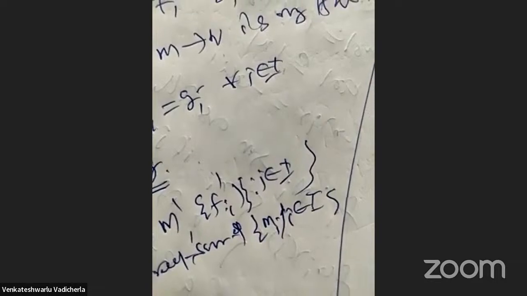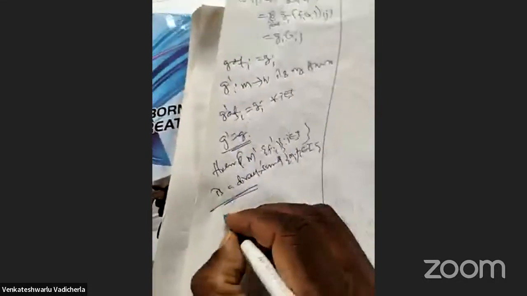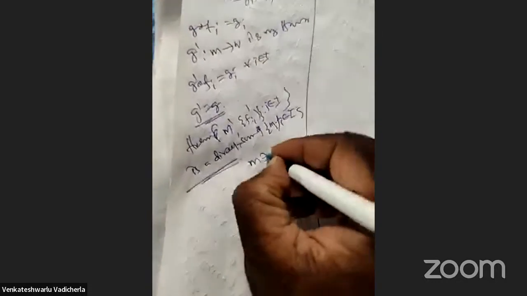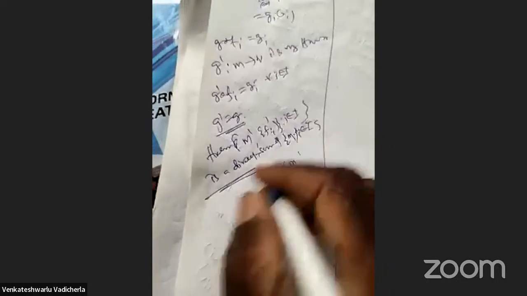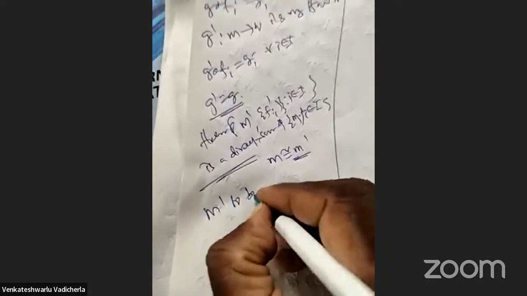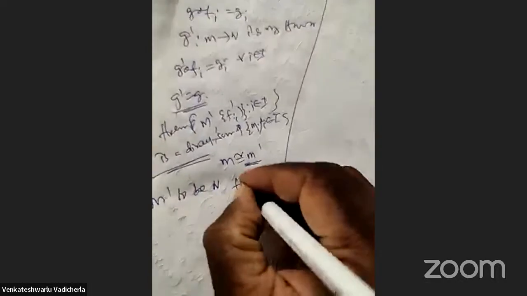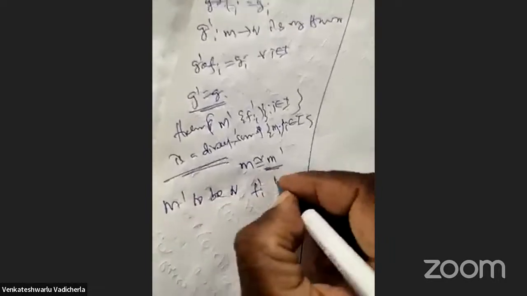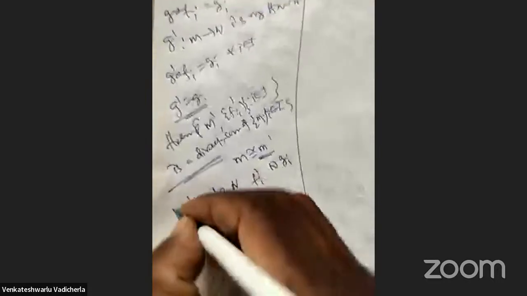Then we shall prove that M and M dash are isomorphic. We said M dash is also unique. We shall show that M is isomorphic to M dash. So M dash to be N, and to be N to f phi dash. So phi dash to be g phi, so it is a homomorphism.